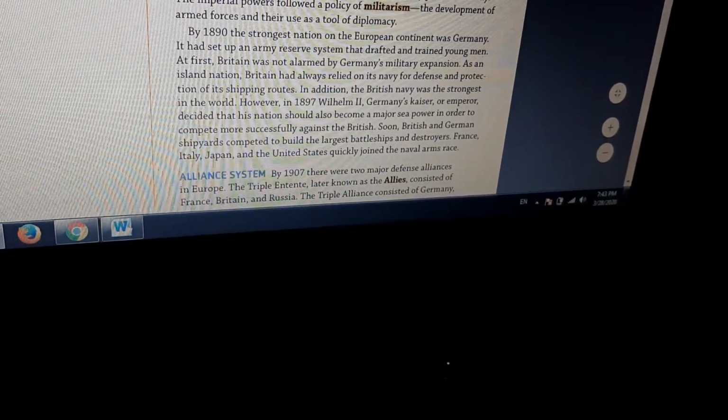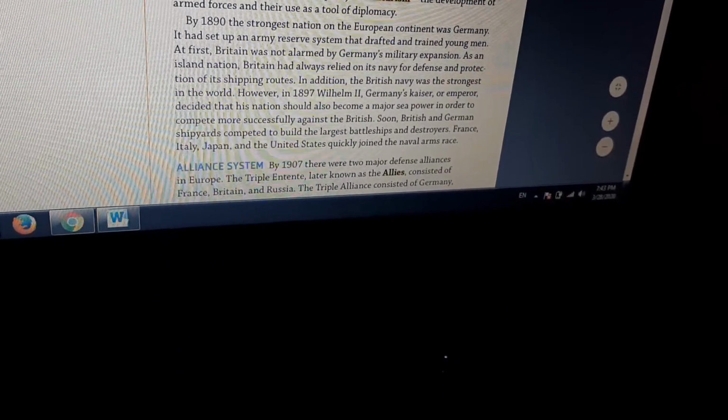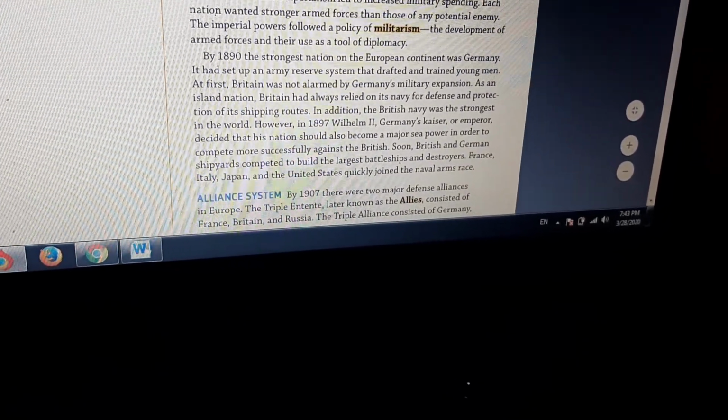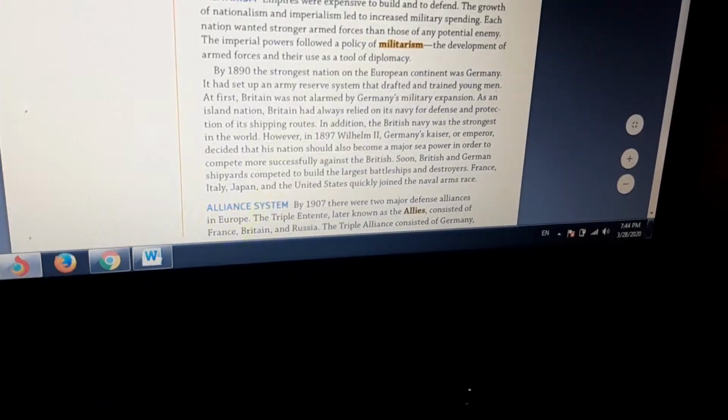By 1890, the strongest nation on the European continent was Germany. It had set up an army reserve system that drafted and trained young men. At first, Britain was not alarmed by Germany's military expansion. As an island nation, Britain had always relied on its navy for defense and protection of its shipping routes. In addition, the British Navy was the strongest in the world.